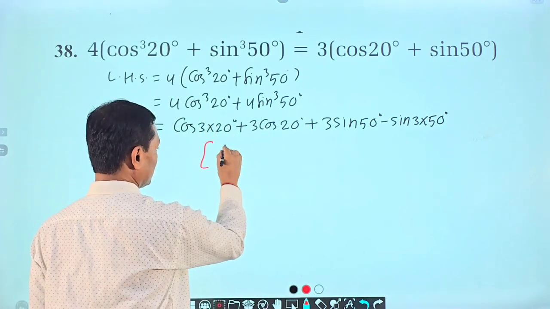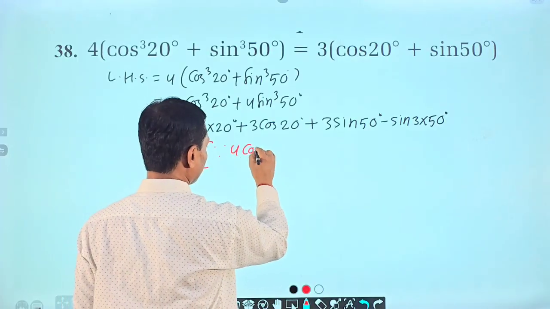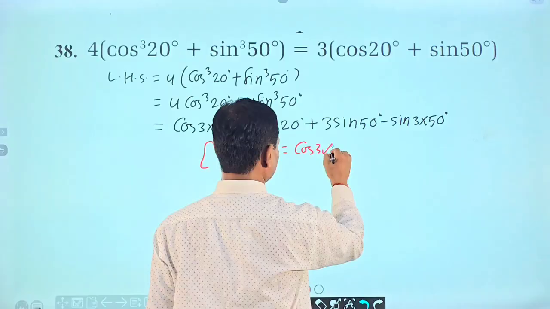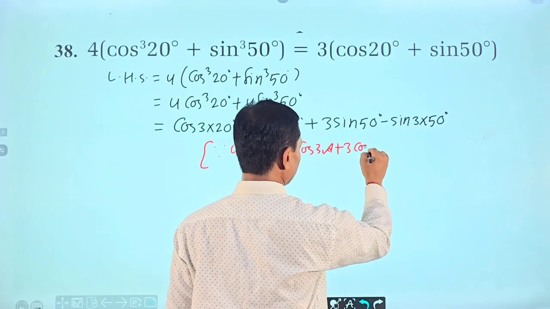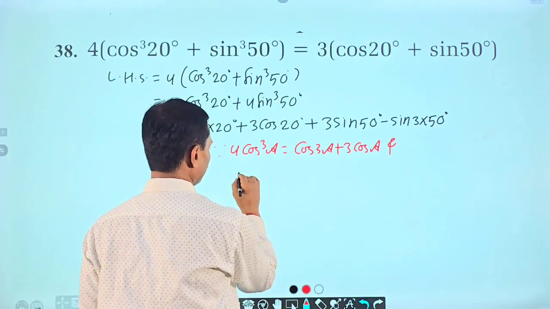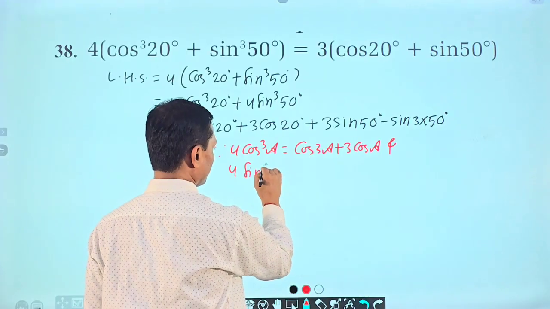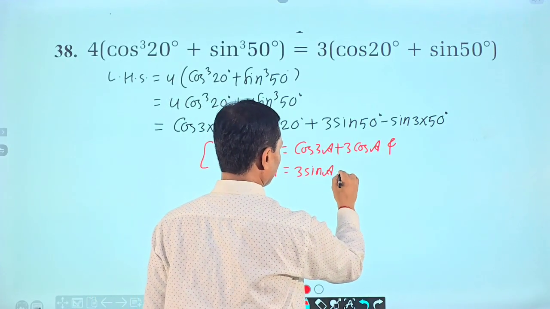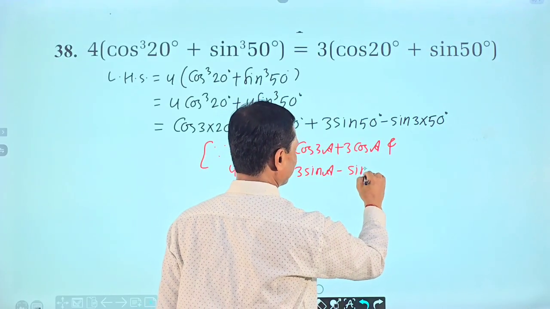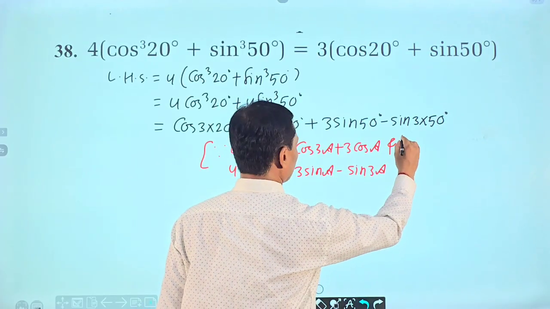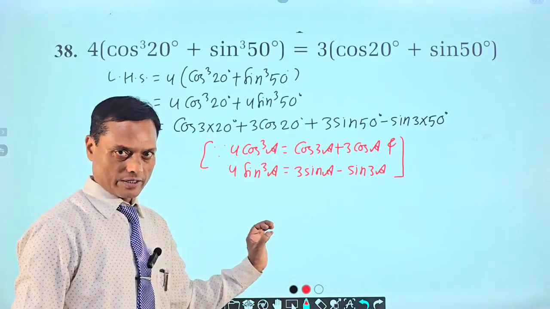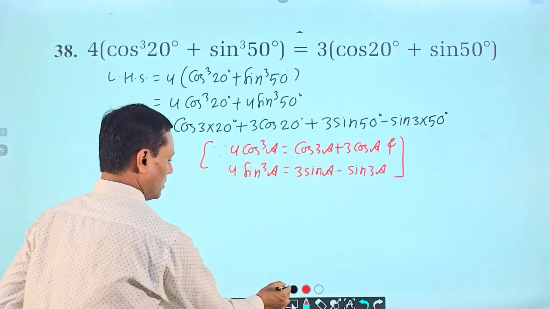We can write here, 4 cos cube A equals cos 3A plus 3 cos A, and 4 sine cube A equals 3 sine A minus sine 3A. To make it more clear, if you write the formula inside the bracket, it will be better.